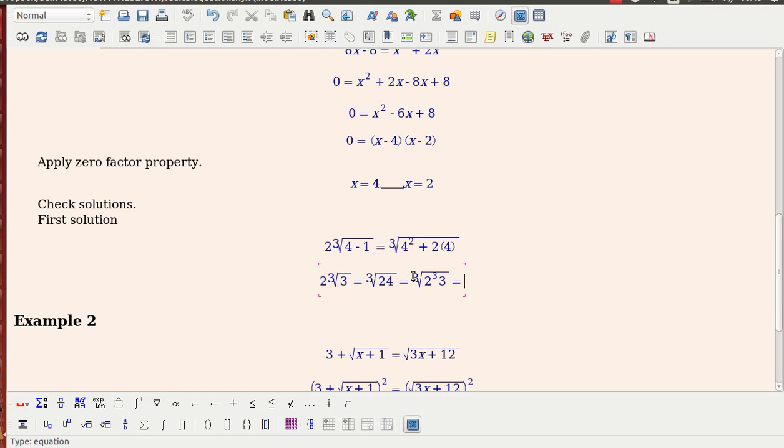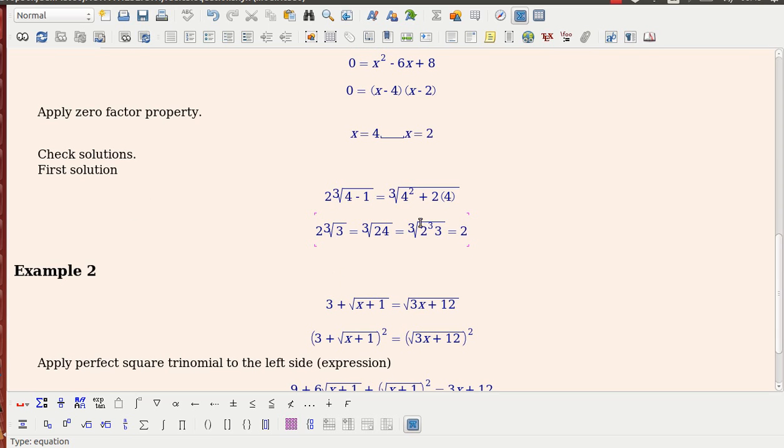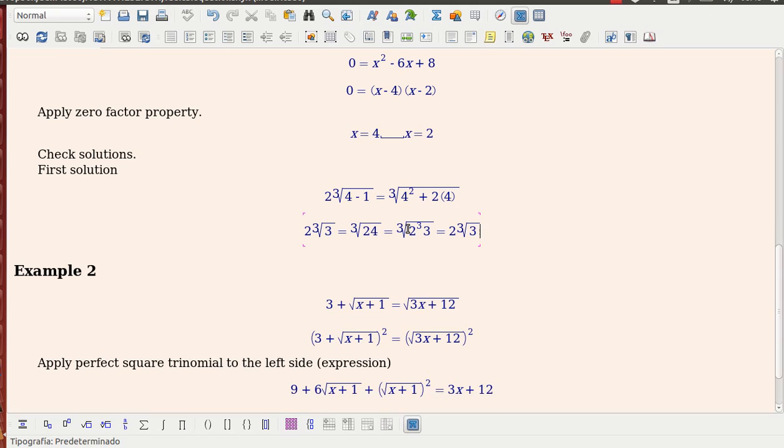And if I apply properties of exponents, this is a cubic root and this is a cubic, so the 2 can come out of the root, and what is left is the cubic root of 3. Cubic root of 3. Yes, it's the same. So we check the first solution.